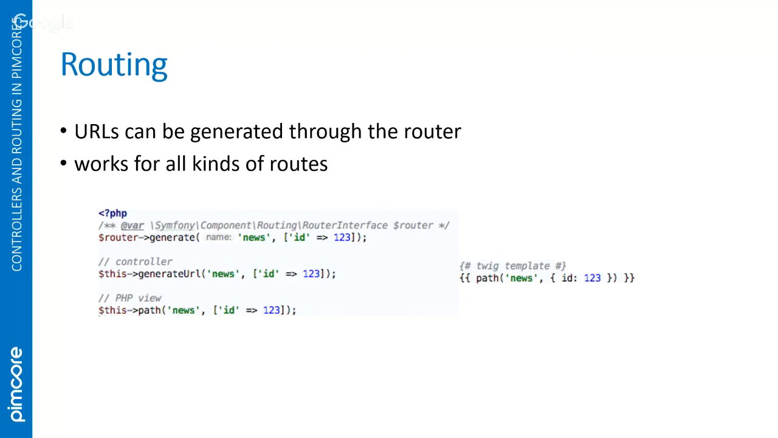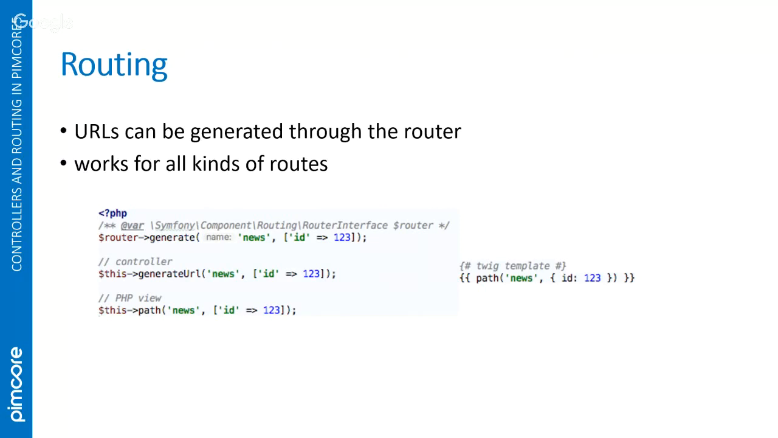And all kinds of routing, so the dynamic Pimcore routing and the standard Symfony routing, can all be generated through the same router. So if you have a news route which is defined via Symfony configuration, it is generated the same way as a news route which is defined through Pimcore static routes.